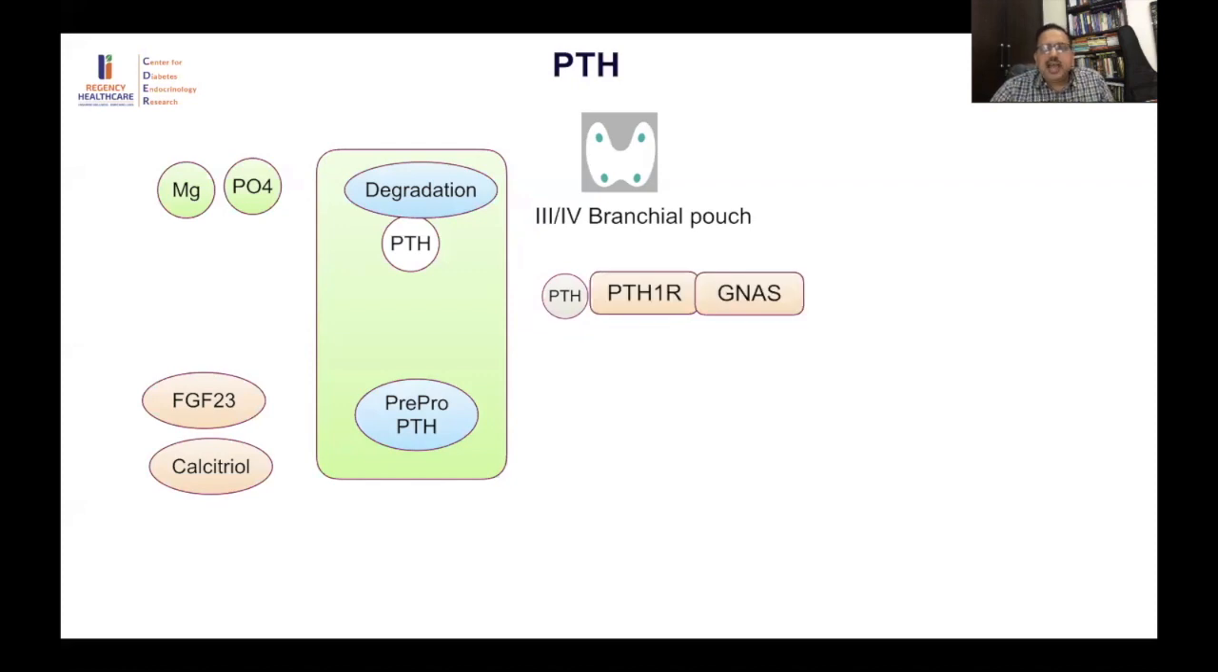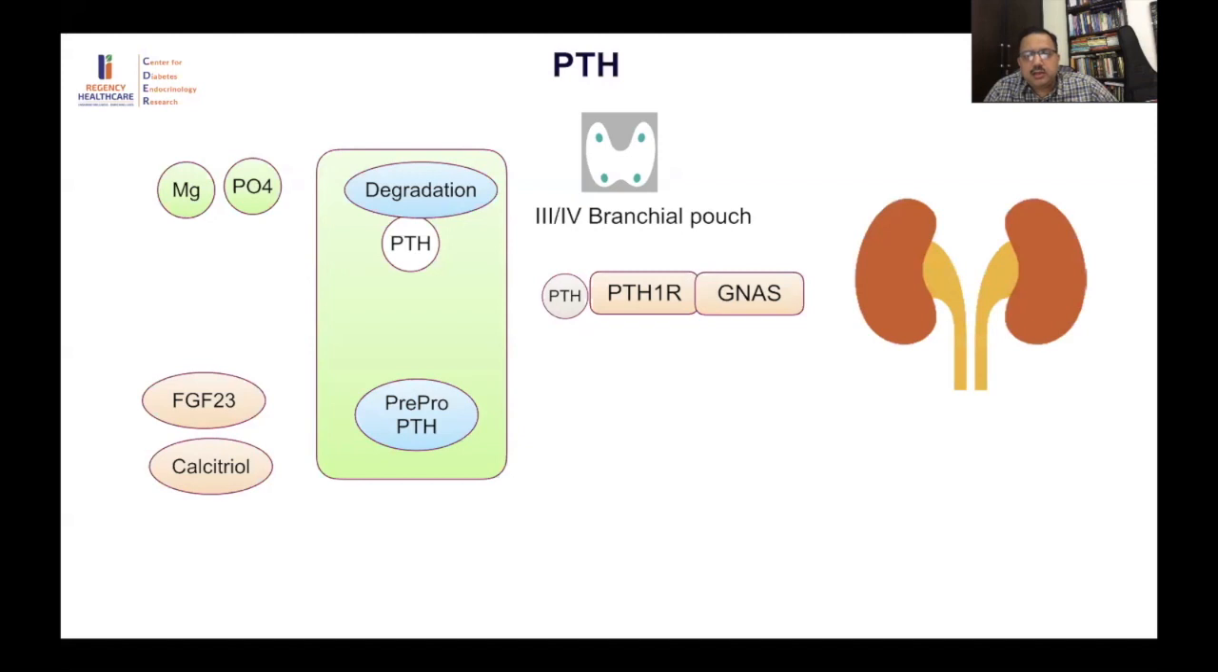Now this PTH acts on the PTH1 receptor, which is the same receptor also for the PTH related peptide, acting through the GNAS system, which is the G protein system in the kidneys, and in the kidneys it causes decreased calcium excretion and increased phosphorus excretion. So hyperparathyroidism causes hypercalcemia and hypophosphatemia, while hypoparathyroidism will cause hypocalcemia with high phosphorus level.